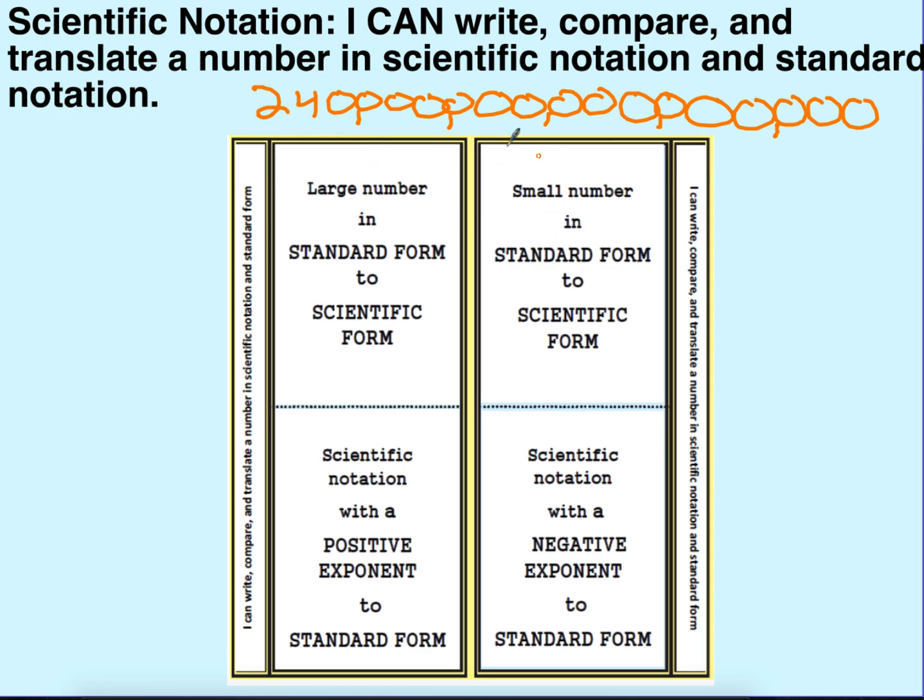Okay, so this is a really large number. We're going to change it to where it looks something like this, and then we're going to have it to the power, to an exponent, okay? So this number is going to be translated into this number, or back and forth. This is what scientific notation looks like, okay?